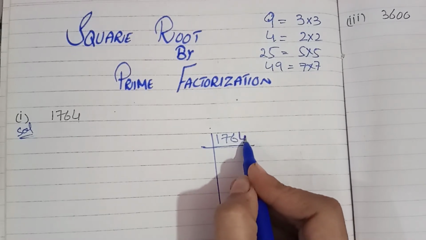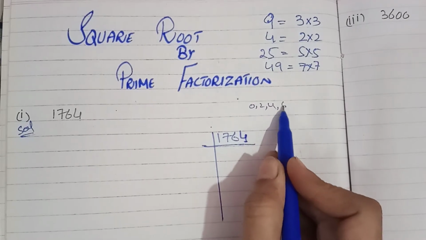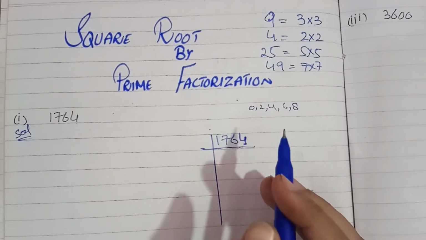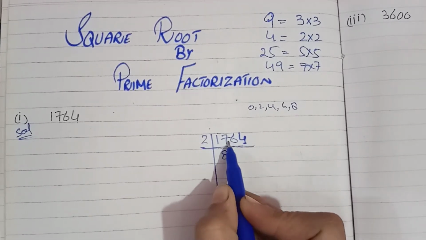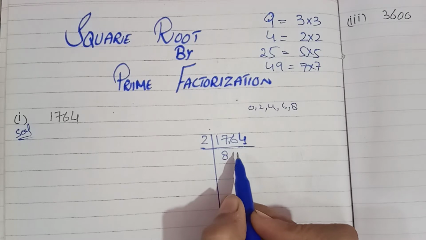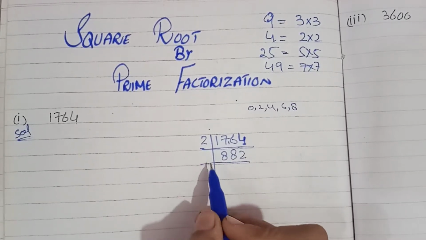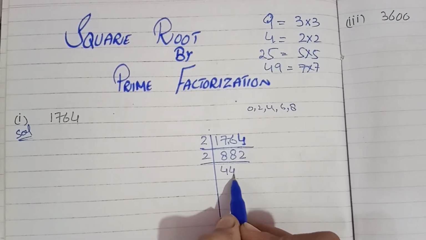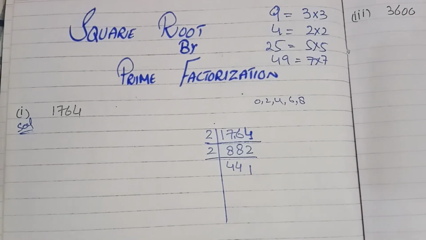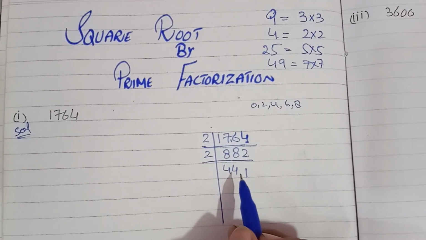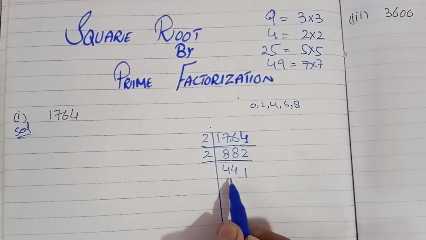Unit digit is 4. If the unit digit is 0, 2, 4, 6 and 8, it means that the number can be completely divided by 2. Okay, 2 eights are 16, 1 is remaining, 1 and 6 become 16, 2 eights are 16, 2 twos are 4. Again it can be divided by 2, 2 fours are 8, 2 fours are 8, and 2 ones are 2. Then 3, 4 for 1. The unit place digit is 1, it means that it cannot be divided by 2.